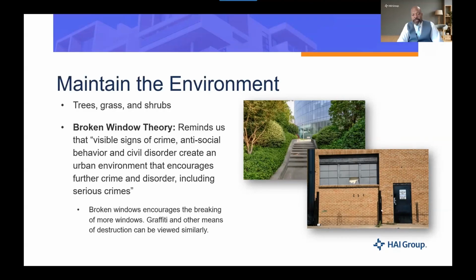One of the things that when you look at residential buildings or commercial space or residential spaces, when things don't look cared for, we refer to the broken window theory, and it reminds us of the visible signs of crime and antisocial behavior and civil disorder create that urban environment that encourages further crime and disorder, including serious crimes. Basically, in a nutshell, the broken window theory is broken windows encourage the breaking of more windows, and graffiti and other means of destruction can be viewed similarly.